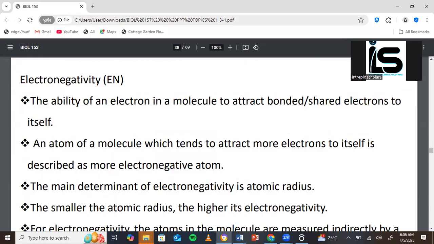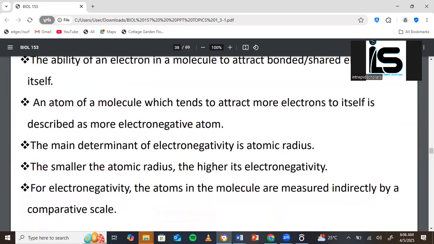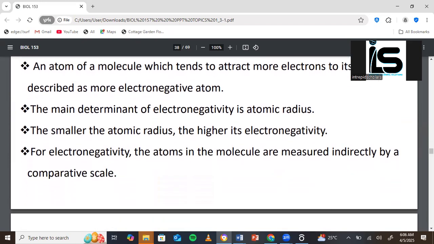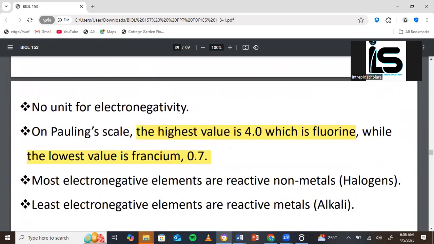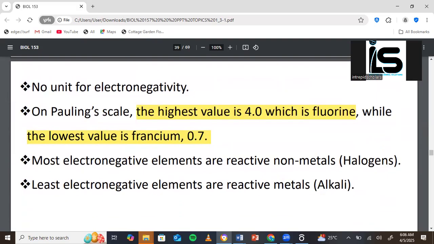The ability to pull electrons in a bond that we are sharing is what we call electronegativity. It's the ability of an atom to attract the shared paired electrons to itself in a bond. I've already explained the trend of electronegativity, so we don't have to worry about that. Now, electronegativity has no units. Keep that in mind.